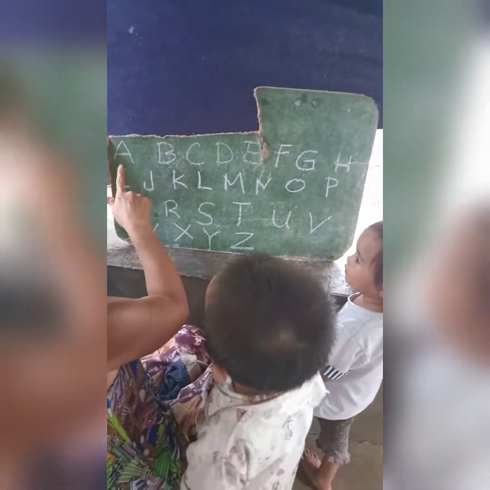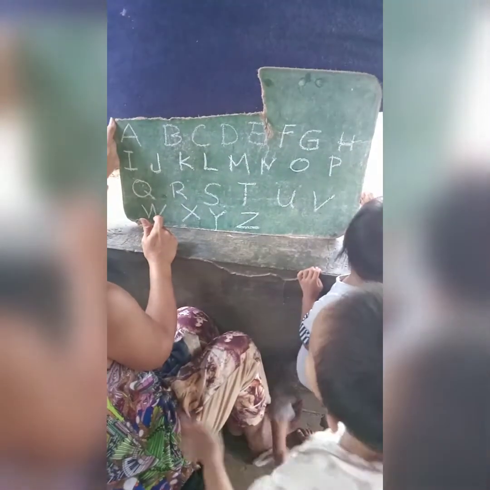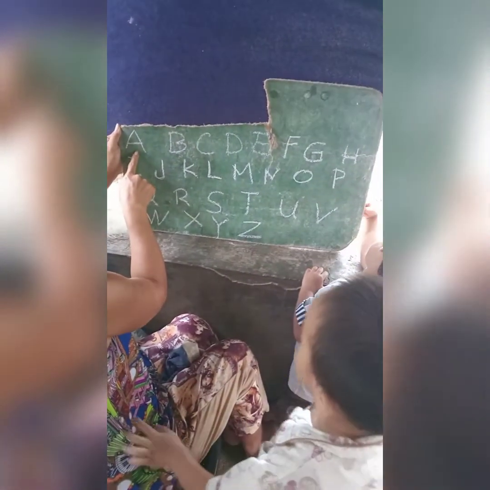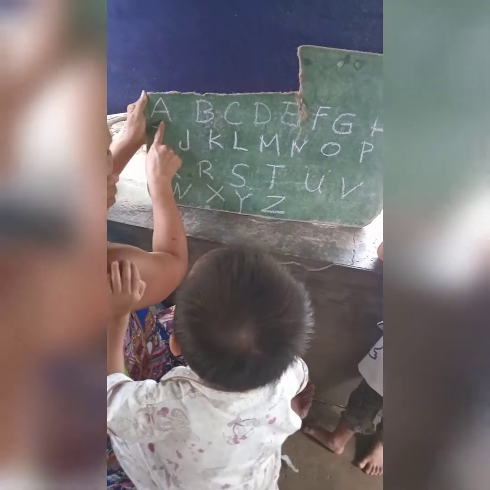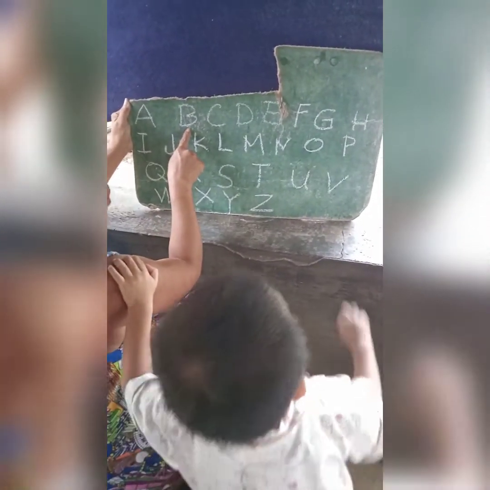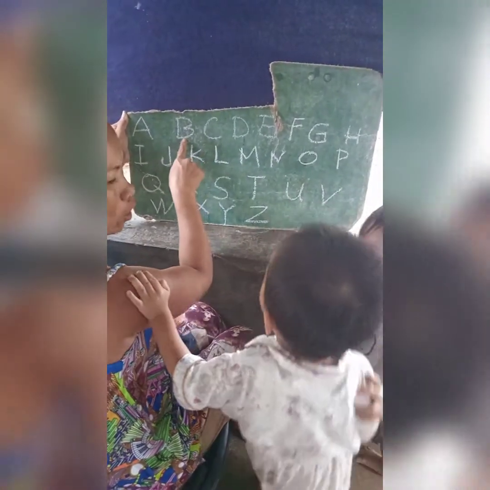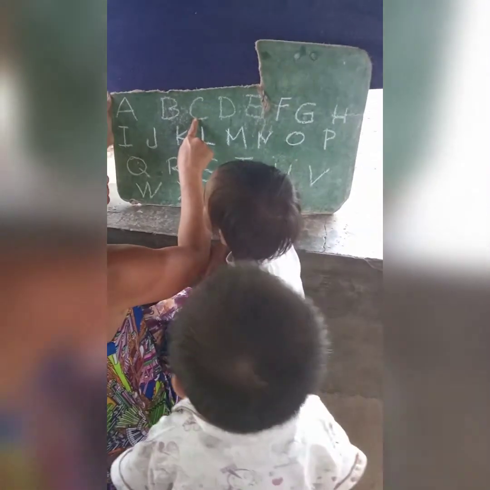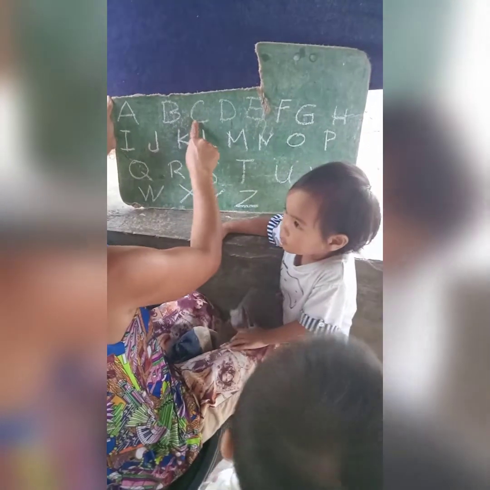What letter is this? This is an alphabet. Alphabet. Yes. What letter is this? A. A for? Apple. How about this? B for? Ball. How about this? C for? Cats. Very good.